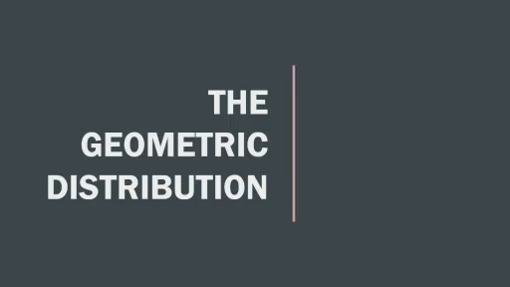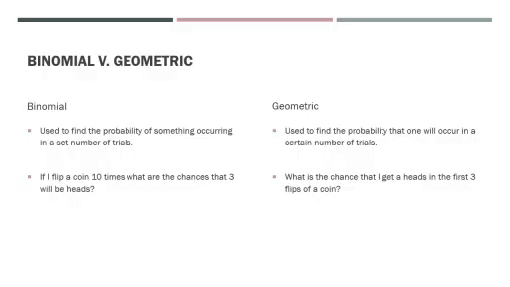All right, so now we have geometric distributions that we're going to be looking at. We're moving away from the binomial into geometric. The comparison between them: a binomial is used when you want to find the probability of something occurring in a set number of trials. So I need this to occur 3 times in 8 trials, or I flip a coin 10 times, I need 3 heads. What's the probability of that happening? That's the binomial that we just went over.